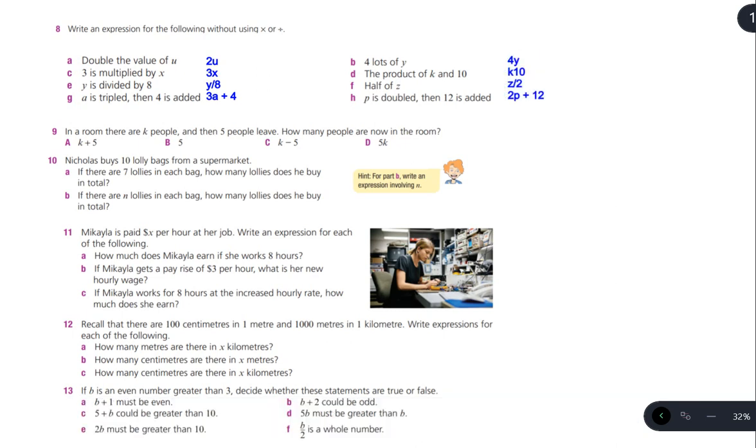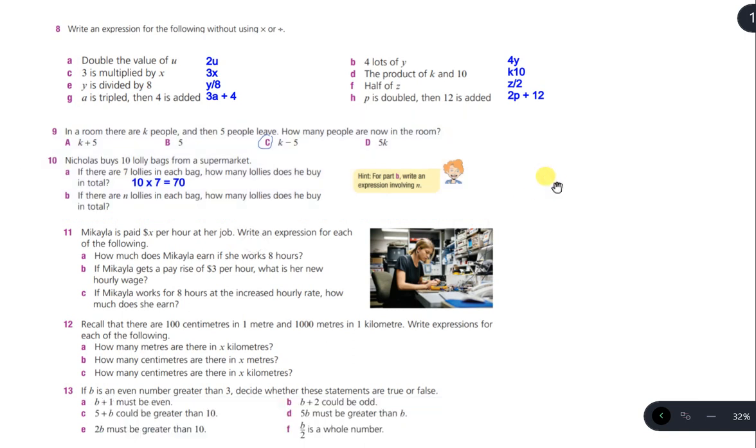Okay, next thing, in a room there are k people, and then 5 people leave. How many are now in there? Well, it's going to be 5 less than k. So k take 5. Nicholas buys 10 lolly bags from a supermarket. If there's 7 in each bag, how many does he buy? So it'll be 10 times 7, 70. Ten lolly bags with 7 in each.